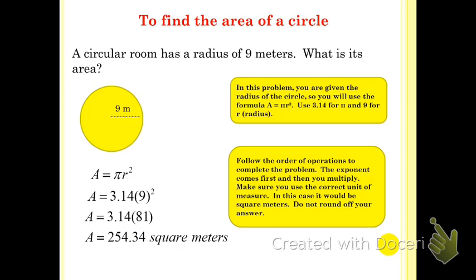A circular room has a radius of 9 meters. What is its area? In this problem, you are given the radius of the circle, so you will use the formula A equals pi times r squared. Use 3.14 for pi and 9 for r, the radius. Follow the order of operations to complete the problem. The exponent comes first, and then you multiply. Make sure you use the correct unit of measure. In this case, it would be square meters. Do not round off your answer. The area A of this circle is 254.34 square meters.